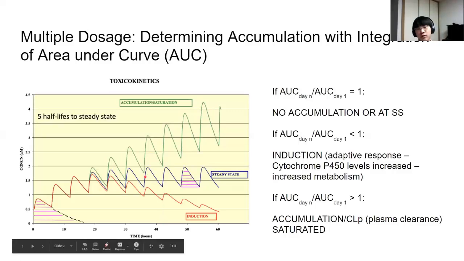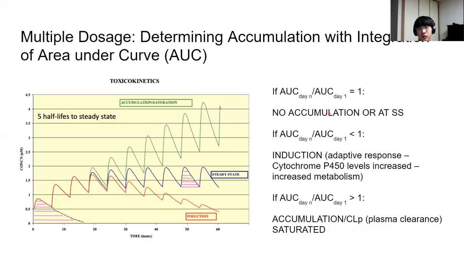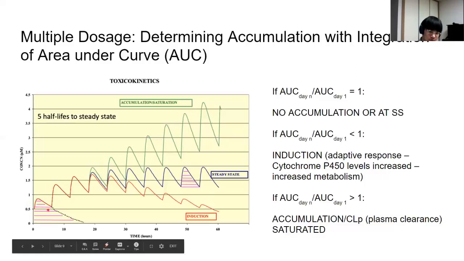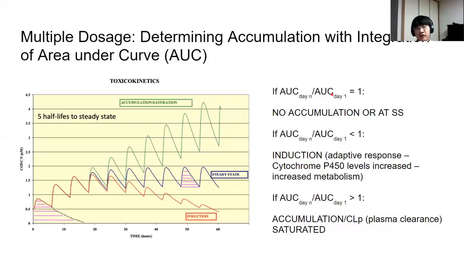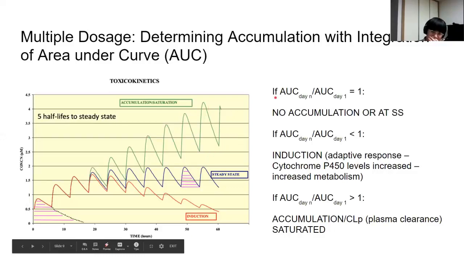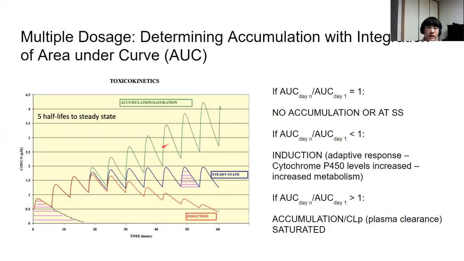So in order to mathematically prove that such accumulation or deaccumulation exists, scientists use calculus to calculate the area under the curve for the first dose, which is called AUC for day 1, and then they compare it and make a fraction with the area under the curve for a specific date where the drug was injected. For example, this one. And this is in hours, and this is in days. Sometimes people use different notations, but that's all. So, just a simple example.